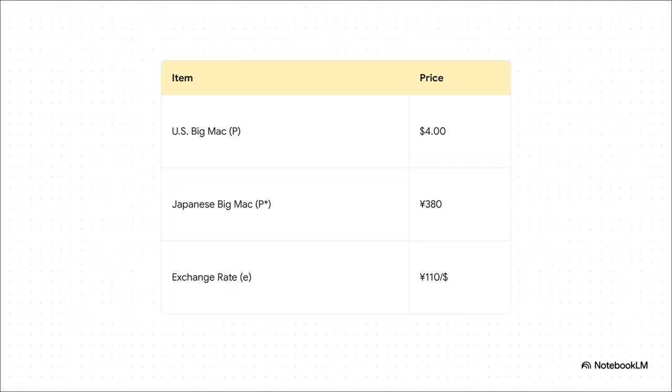And we can see this in action using a simple Big Mac. When you factor in the prices and the nominal exchange rate, it turns out one US Big Mac is worth about 1.16 Japanese Big Macs. That number, the real exchange rate, is what ultimately tells us whether foreign goods are a bargain or not.